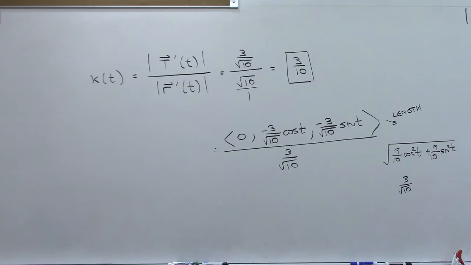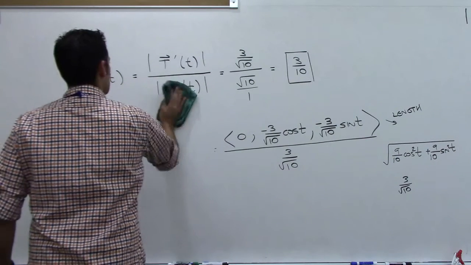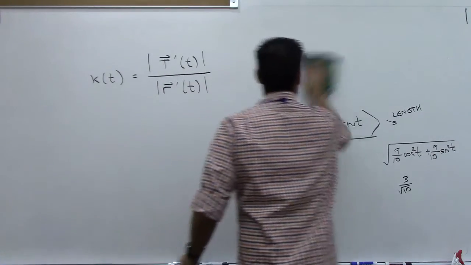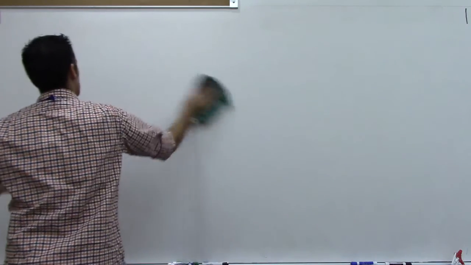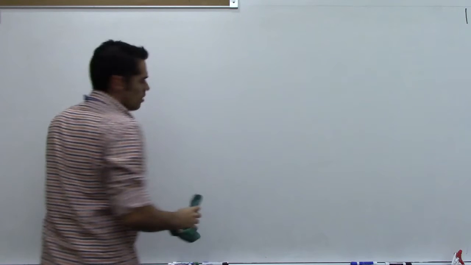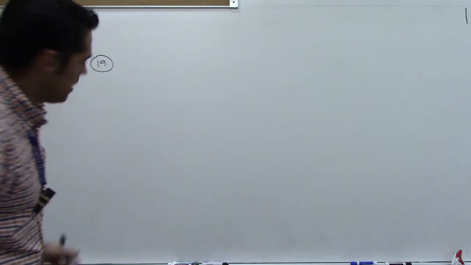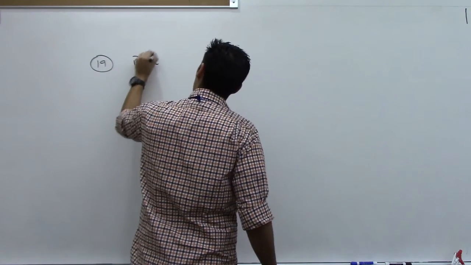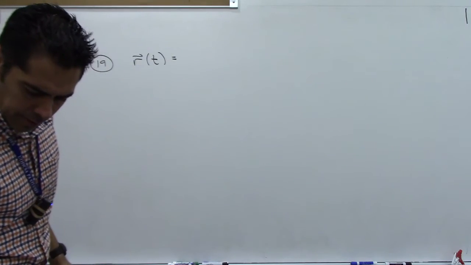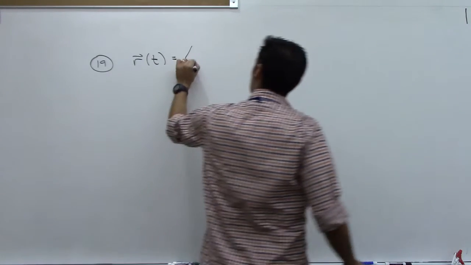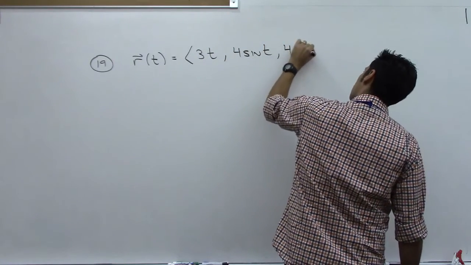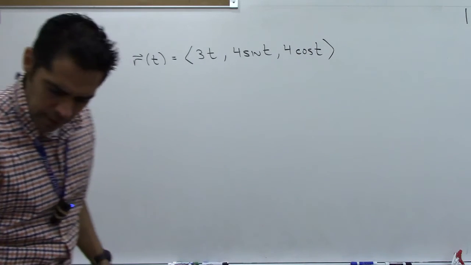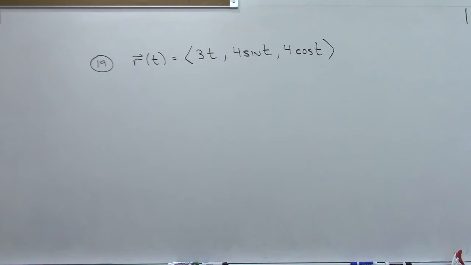But I will look at number 19. Number 19 says find the curvature again, but use a different formula. So let's take a look. We have r of t equals 3t, 4 sine t, 4 cosine t. Yes. Okay, so find the curvature using the other formula.